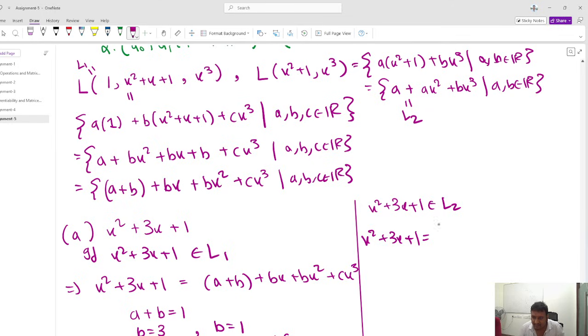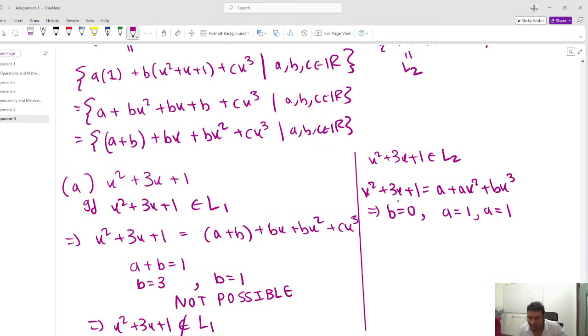A plus ax square plus bx cube. So this means b is 0, and this implies a is 1. That's what you get from this equation, right?